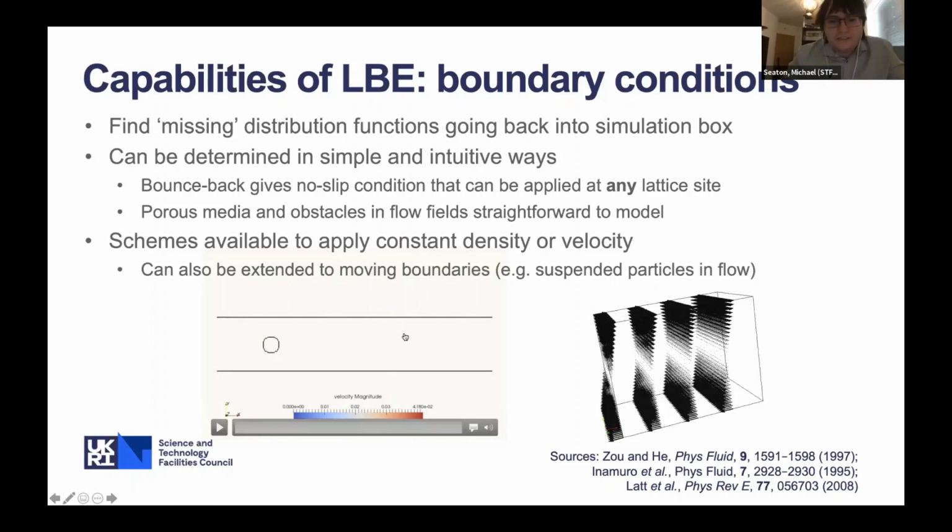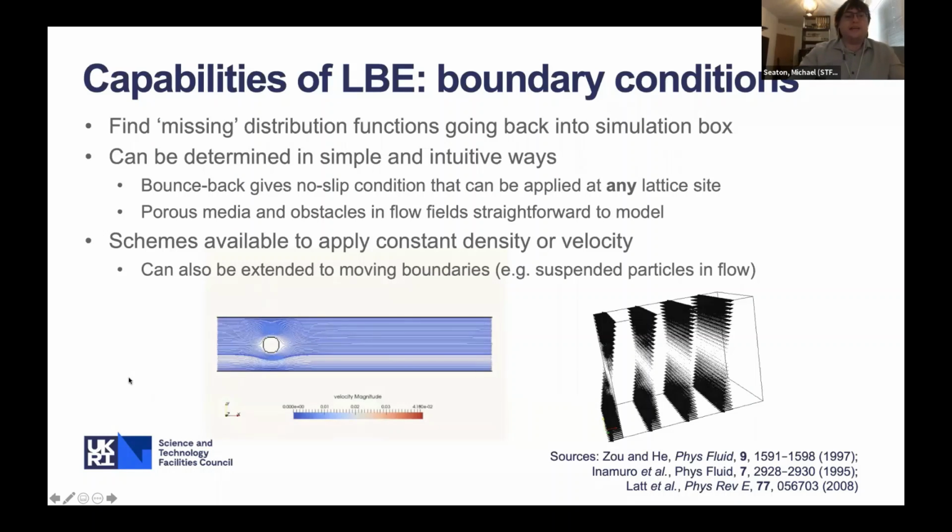However, even with just simple bounce back, you can look at flows past obstacles like the one here, and observe various kinds of effects if you're applying, say, a pressure drop along the length of this channel, for instance. That's an example of something called a von Karman vortex street, and it happens to be one of the practical examples later, although it's optional for this workshop.